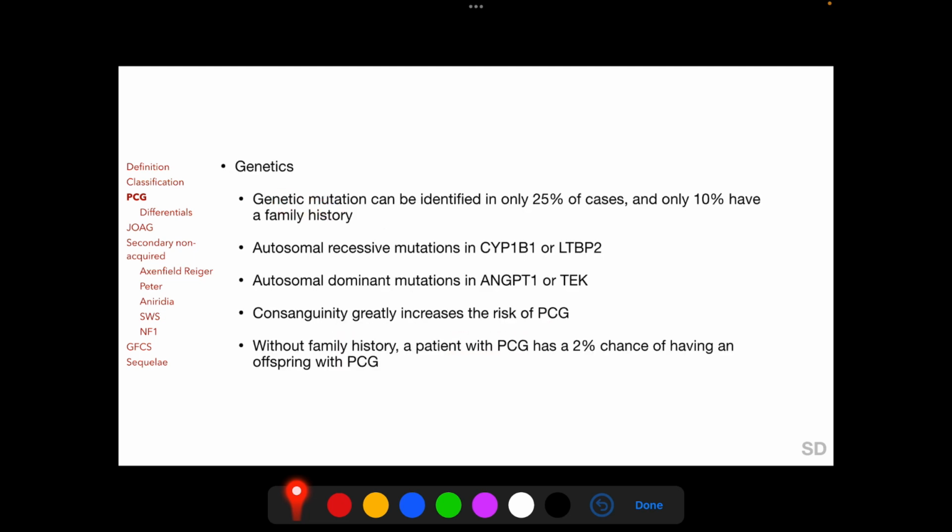Genetic mutations can be identified in only 1/4 of primary congenital glaucoma patients. And genetic mutations causing primary congenital glaucoma include autosomal recessive mutations in CYP1B1 or LTBP2 genes, and autosomal dominant mutations in ANGPT1 or TEK genes. And consanguinity greatly increases the risk of primary congenital glaucoma.